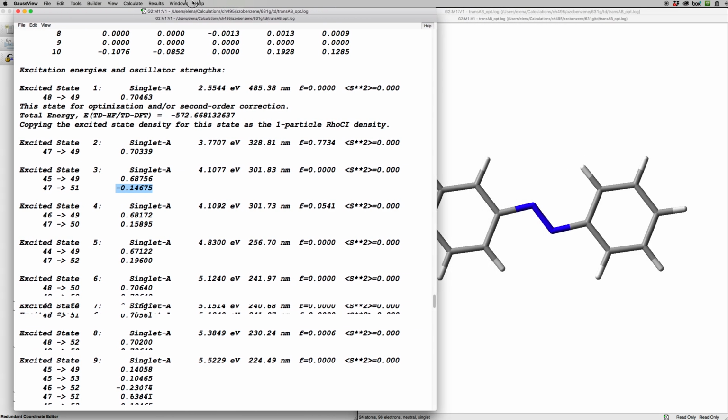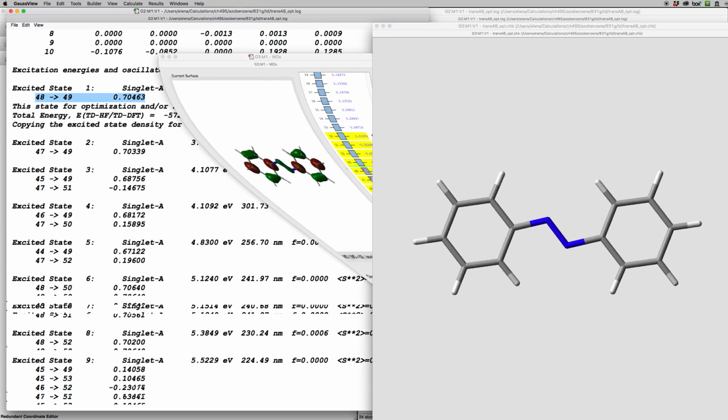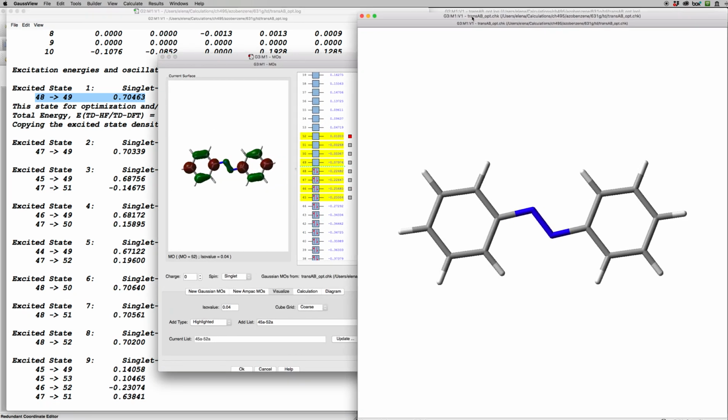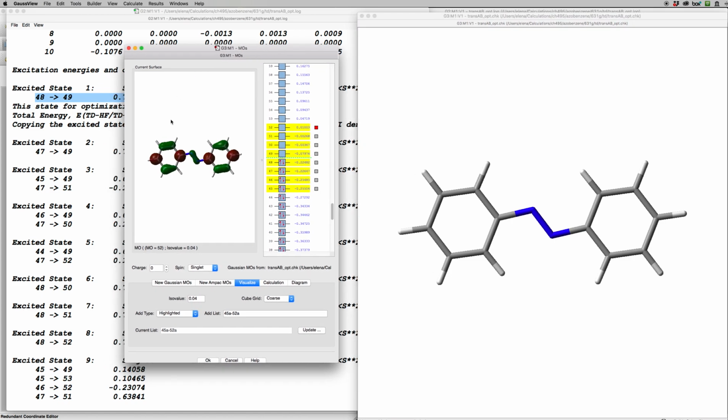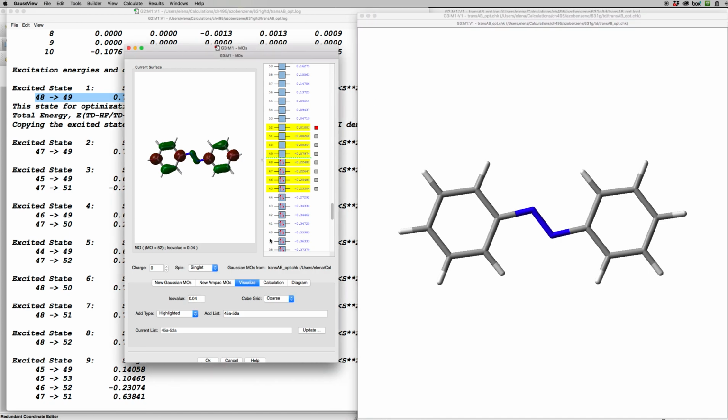Now, what I really want to do is to display the character of these orbitals, right? I need to display these orbitals to understand how these transitions look like. In order to do that, you need to open the checkpoint file, which I have done, and you need to generate the orbitals. So to get this orbital picture that I have already prepared, you do the right click, go to the tools, MOs, and then highlight appropriate MOs and visualize them.